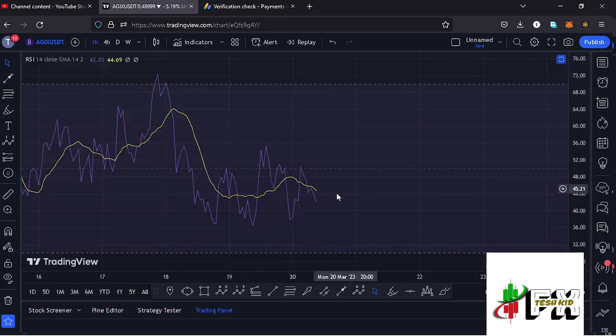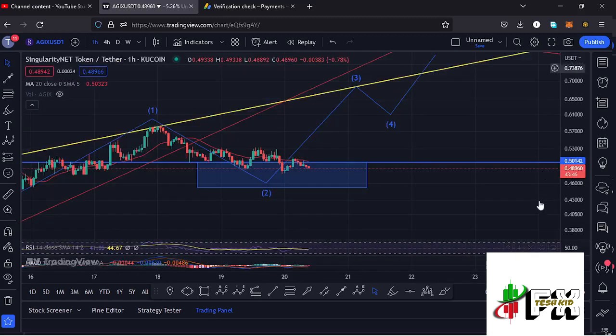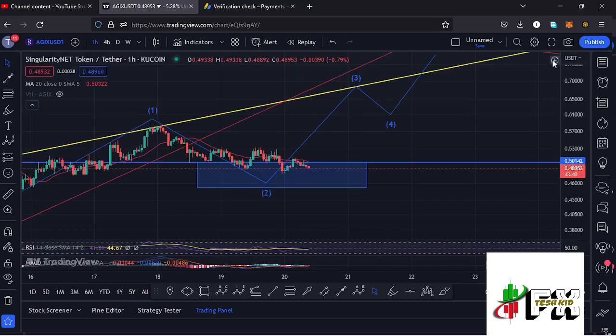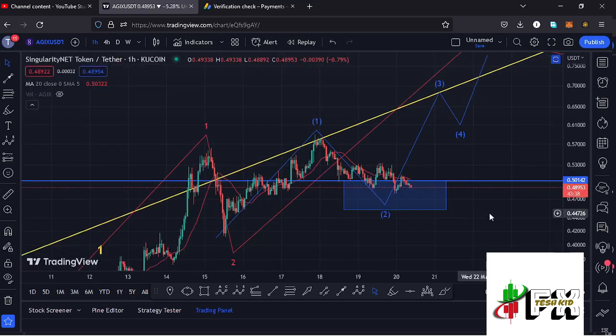Here on the RSI, we are trading at around the 42 mark, meaning we have massive room to fully support lower prices in case the breakdown continues. Also taking a look at the MACD, we have been able to print a bearish cross, suggesting that lower prices are still coming our way. So let's be patient and see how that plays out, and I'll be keeping you updated.